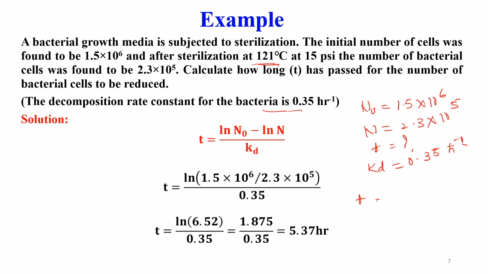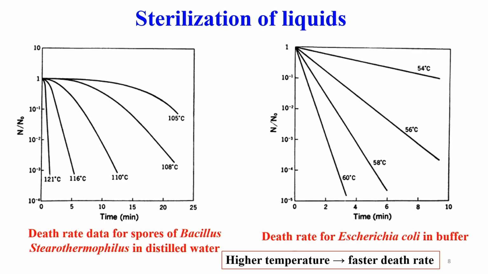So, T will be simply ln n upon n naught divided by Kd, and you will get a straightforward answer as 5.37 hour. This is very simple calculation. Now, you just see, this is the death rate of two different bacterial species.